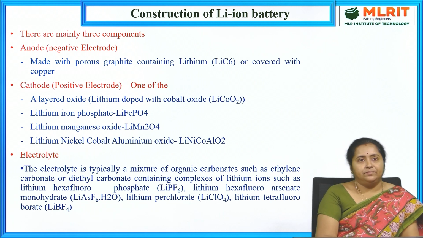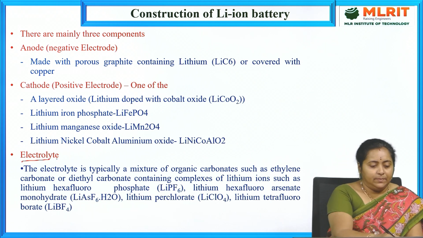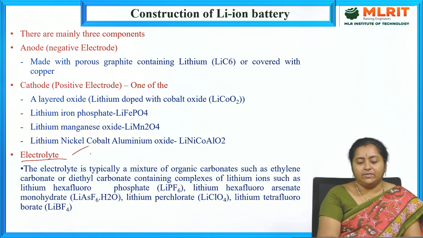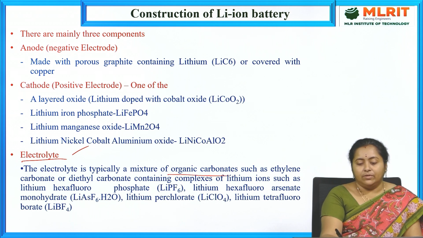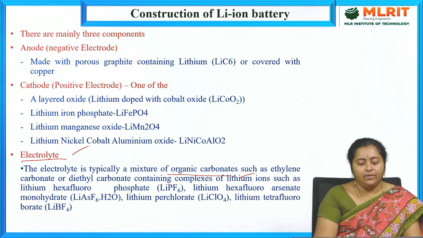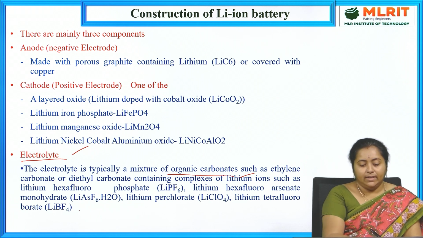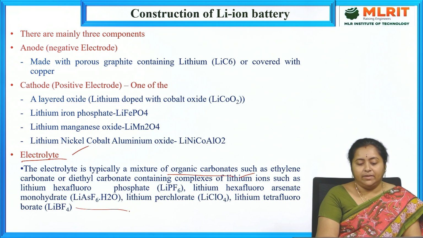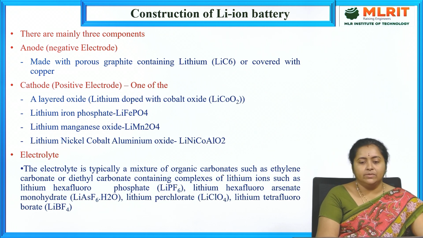And then the electrolyte. In the place of electrolyte, we are going to make use of a mixture of two components. One is organic carbonates like ethylene carbonate or diethyl carbonate, along with a lithium complex. Examples of lithium complexes include lithium hexafluorophosphate, that is LiPF6, lithium hexafluoroarsenate monohydrate, lithium perchlorate, and lithium tetrafluoroborate. Any one of these lithium complexes can be used for constructing the lithium-ion battery.